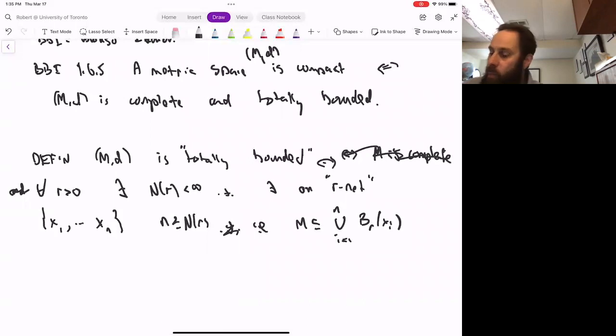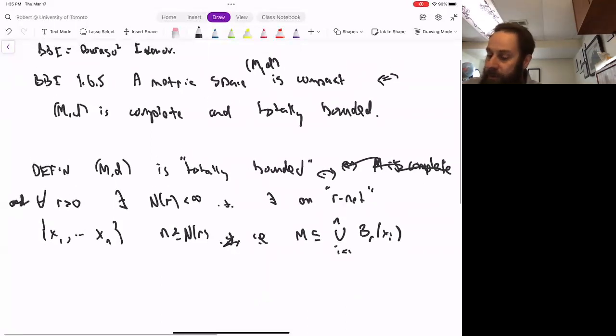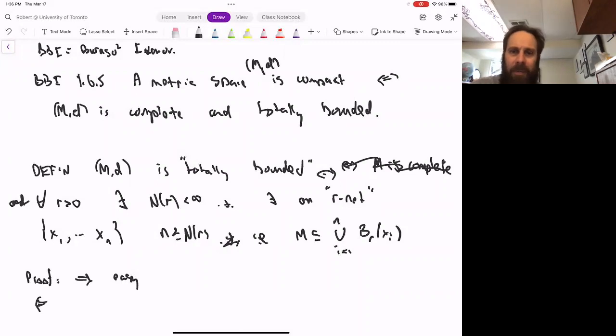And maybe some of you have seen this before. One of the directions is pretty clear. If it's compact, then you cover it by balls of radius R, and you can always find a subcover with finitely many elements. The converse basically uses, by the way, how many people have seen this before? Oh, almost everyone has seen it.